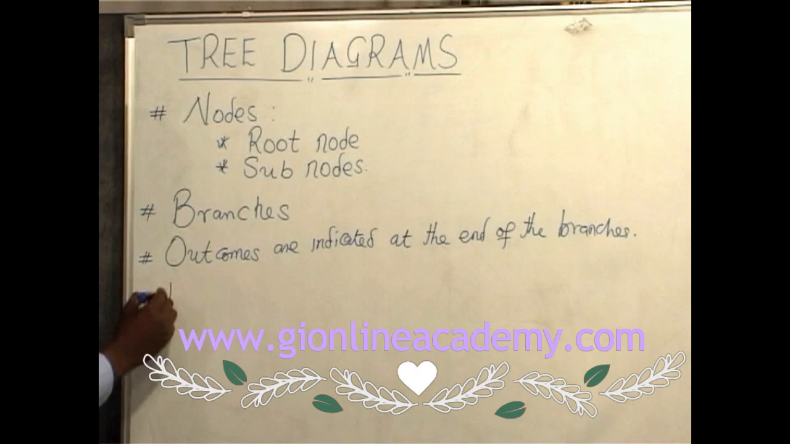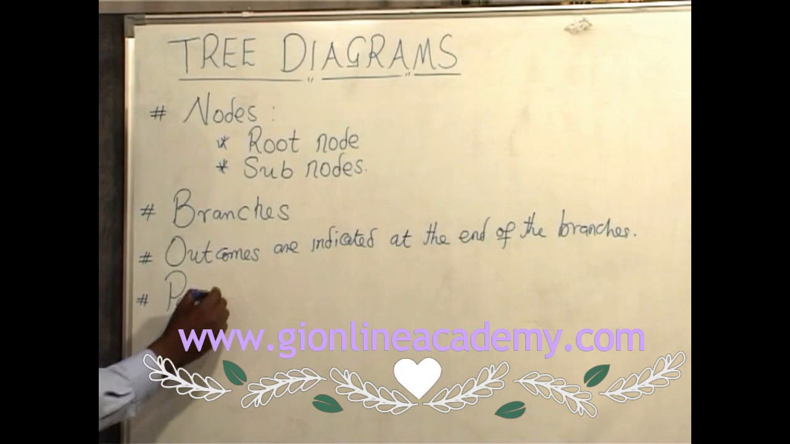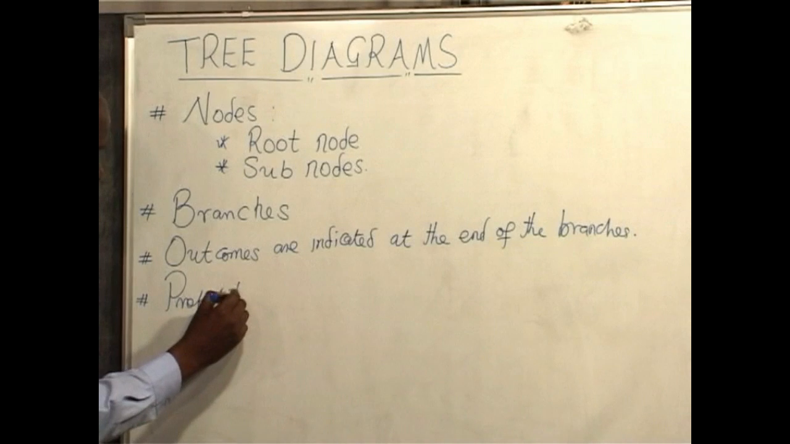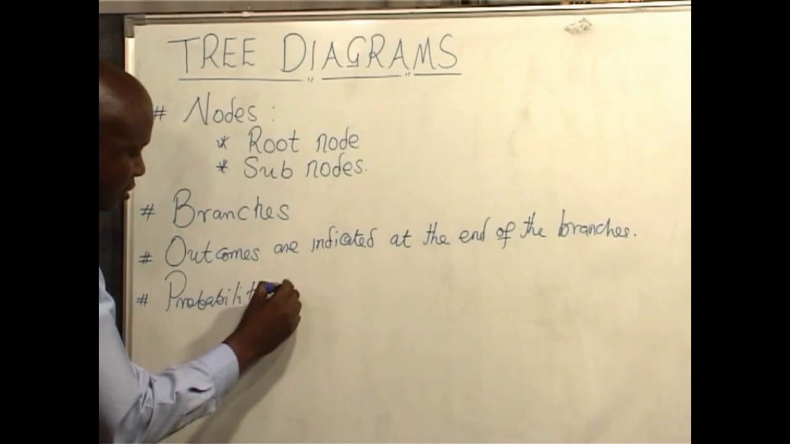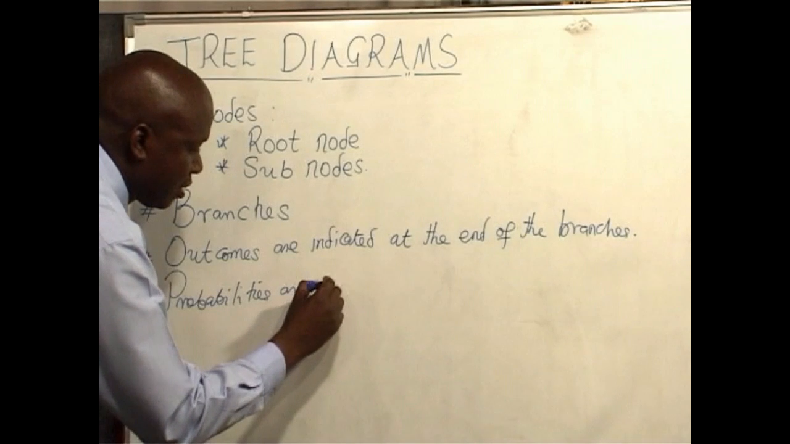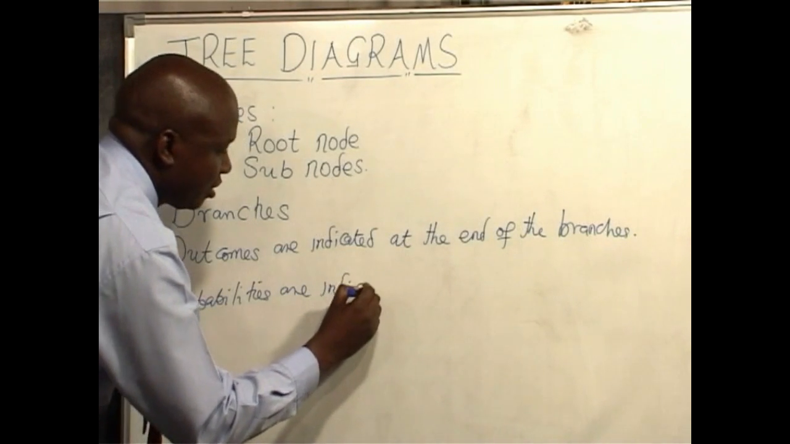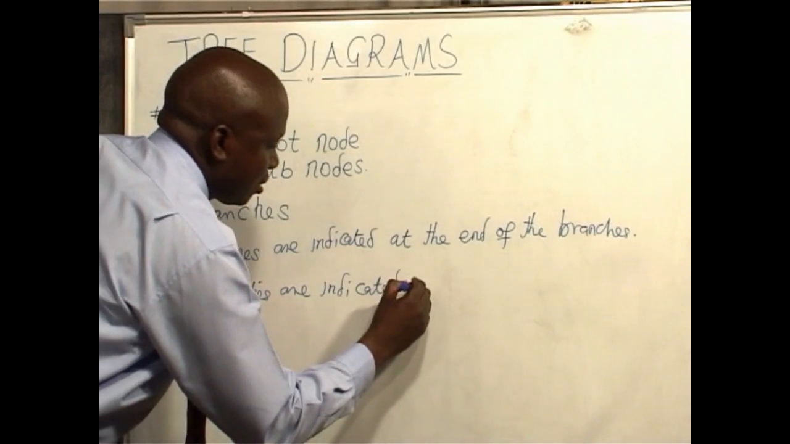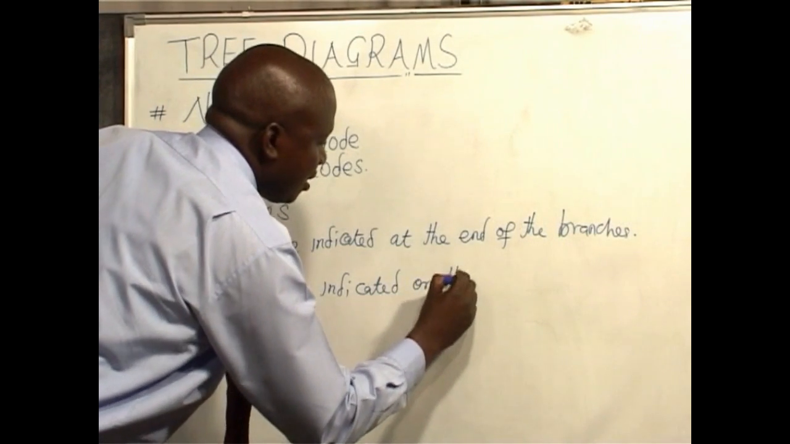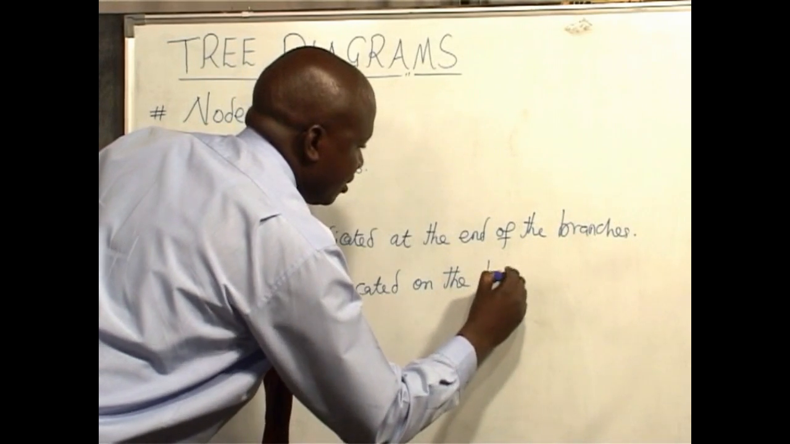On these branches, you also need to indicate the probabilities for the outcomes that are indicated at the end of each one of them. So probabilities are indicated on the branches.